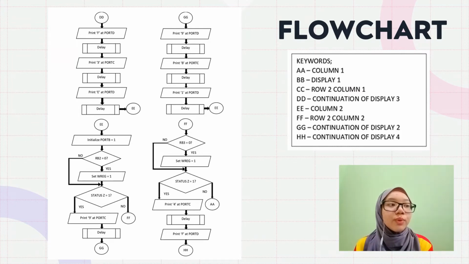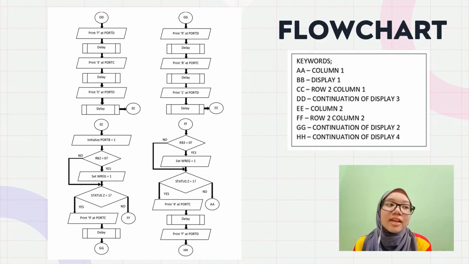At column 2, we initialize port B equal to 1, and we check if RB2 is equal to 0 or not. If RB2 equals 0, we set the register as 1, and then we check if status Z is equal to 1. If status Z is equal to 1, we print 9 at port C and have a delay routine, and print 9 at port D and have a delay routine, print B at port C and have a delay routine, and print 1 at port D and have a delay routine. Then we move back to column 2 until status Z is not equal to 1.